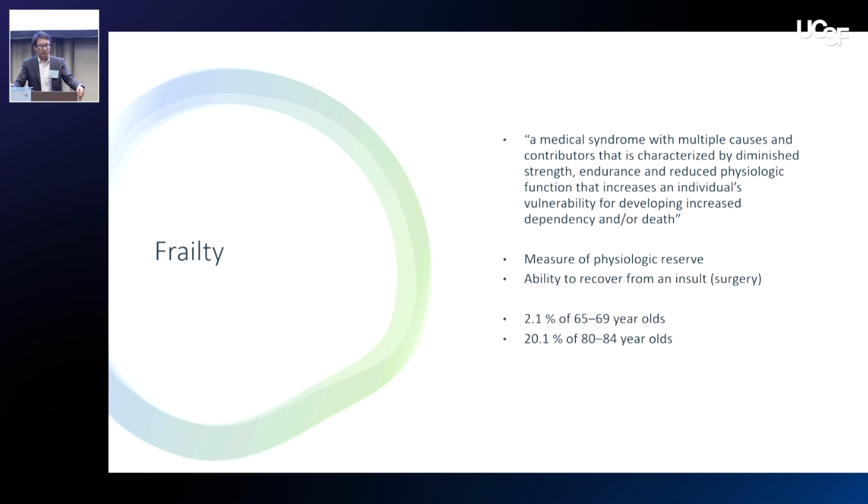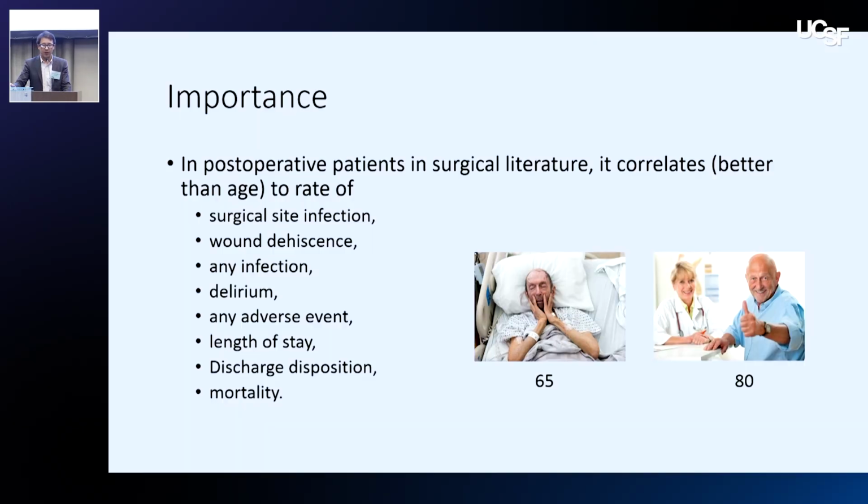Now, Corey gave a really amazing talk this morning on frailty, but just to define it one more time, because it's such an important concept, frailty, it's a medical syndrome with multiple causes and contributors characterized by diminished strength, endurance, and reduced physiologic function that increases an individual's vulnerability for developing increased dependency or death. Basically a measure of physiological reserve and the ability to recover from an insult such as adult spinal deformity surgery. It does increase in prevalence with age.